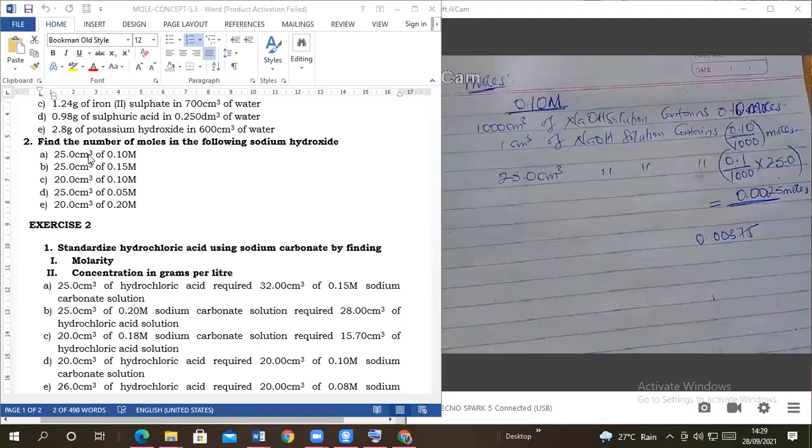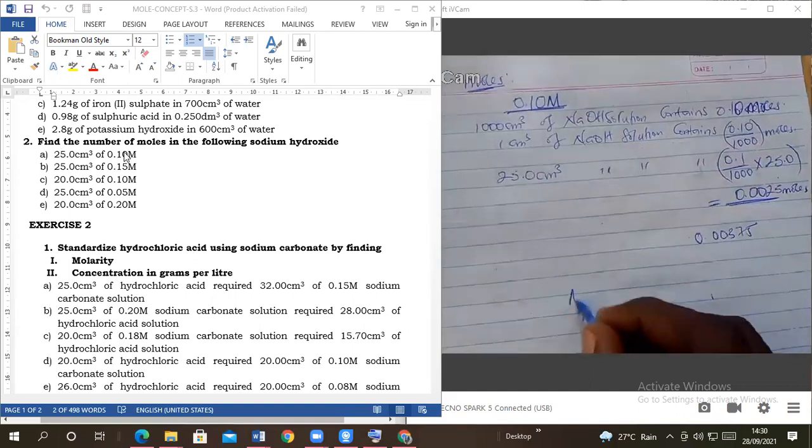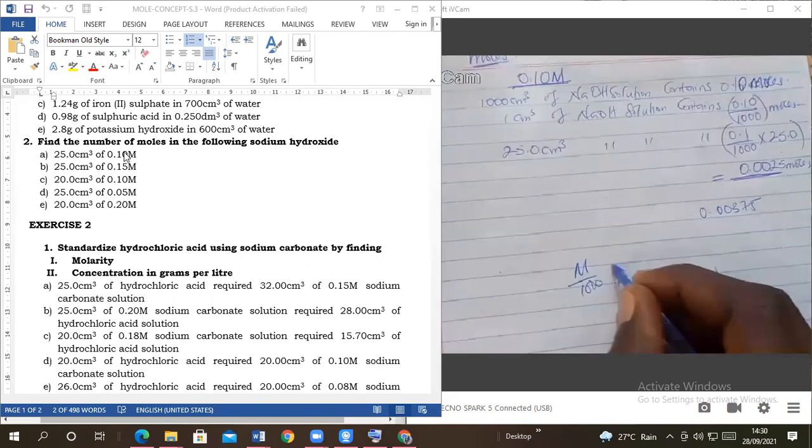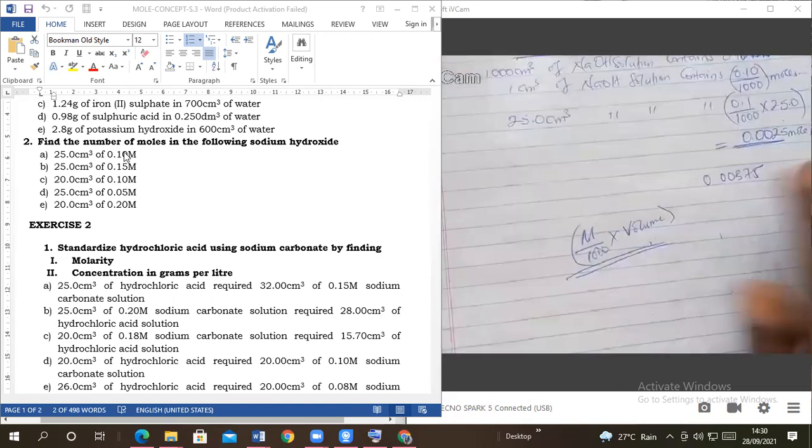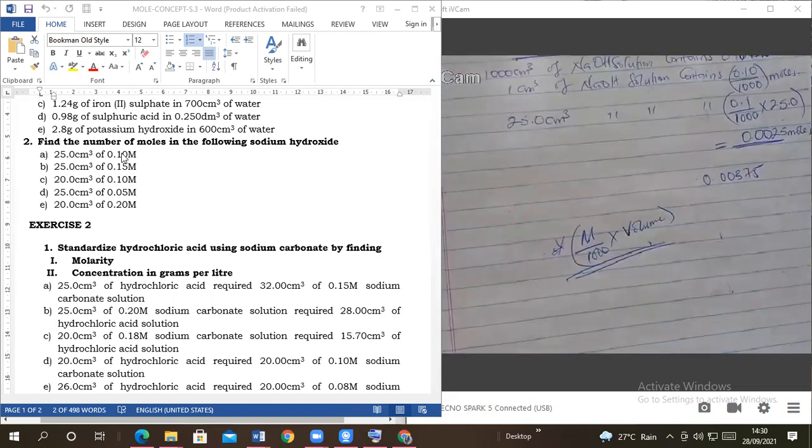So in simple terms, if these things come, you look at these steps we have here. To write this, if they put capital M, this is molarity. Now, if you want the number of moles in this 25, you just divide the molarity by 1000 times the volume given. That is in short. If things come this way, find the number of moles of carbon dioxide in 25 of 0.01 molar. This one is okay.